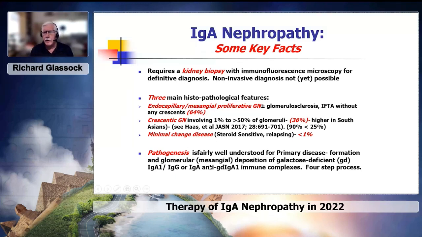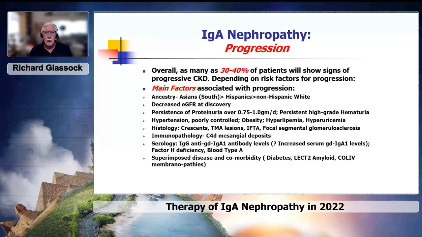We have a pretty good idea of the pathogenesis of the disease, involving several hits and the formation of immune complexes with an autoantibody directed to an aberrantly glycosylated IgA1. Most, but not all, patients with IgA nephropathy will progress, and we do know several factors now that contribute to progression that are listed here.